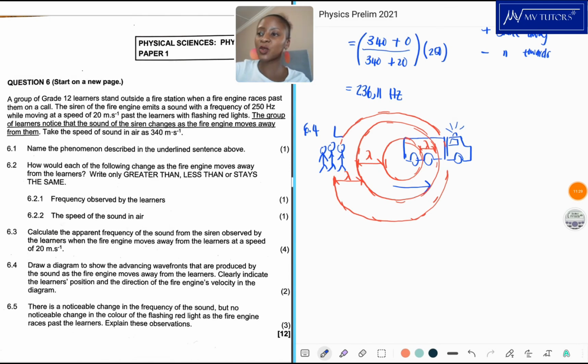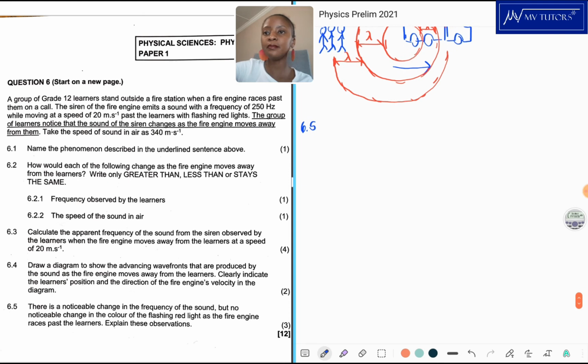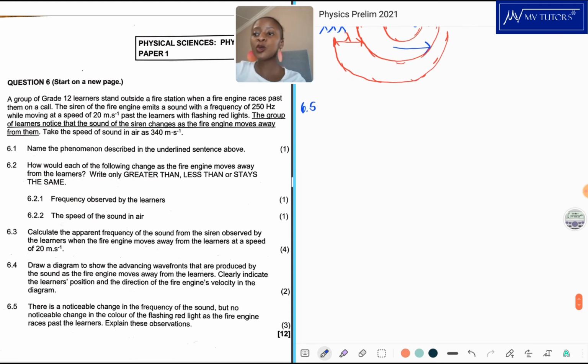All right, last question, 6.5. It says there is a noticeable change in the frequency of the sound, but no noticeable change in the color of the flashing red light as the fire engine races past the learners. Explain these observations, and this is 3 marks. You're like, where in the world do I begin?